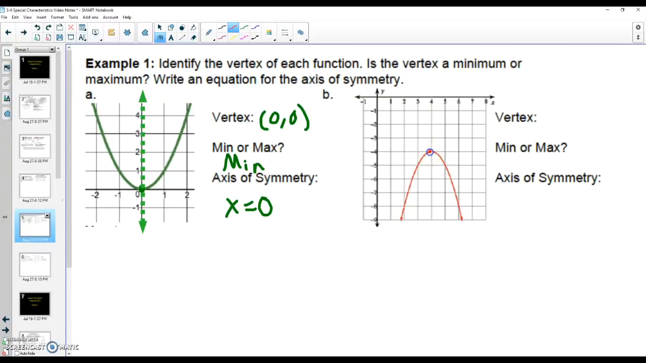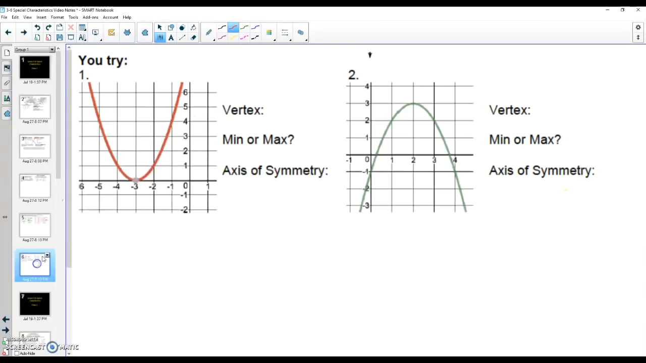Now let's take a look at example B in the red. We're going to look for the point that is at the very top here. It looks like our ordered pair is going to be (4, -4), so that will be our vertex. Remember, we always want to give the full ordered pair. This one is going to open down, so that means that this is going to be a maximum. And our axis of symmetry is going to be what cuts straight through the middle, straight through that vertex. And we know it has to be x equals. We go back up to our vertex, we can also see it on the graph. That is going to be x equals 4.